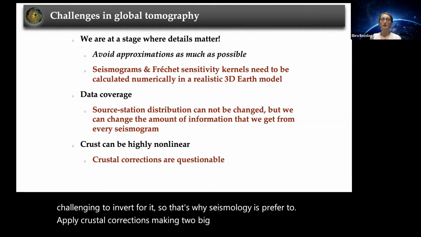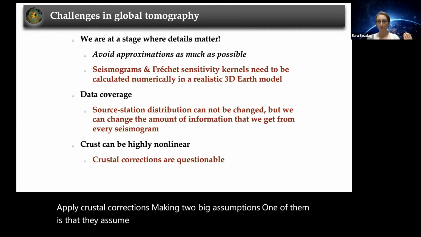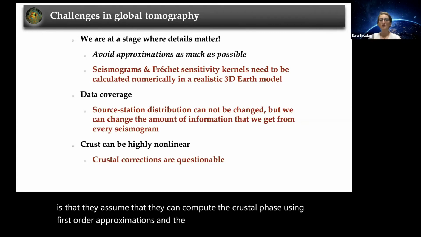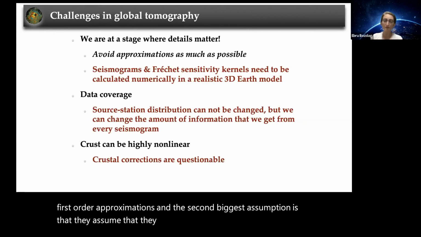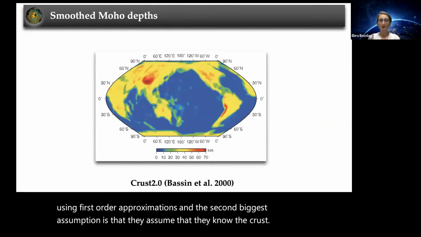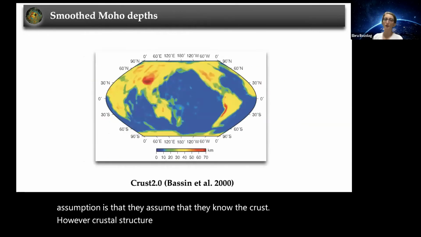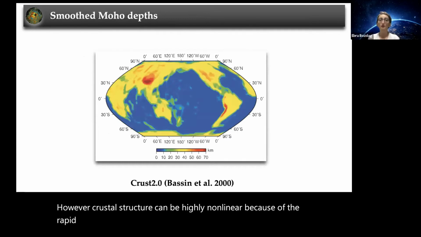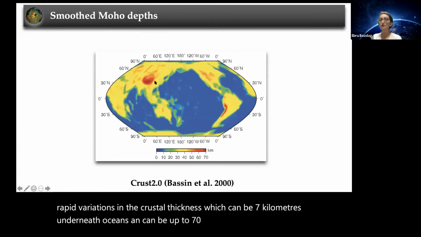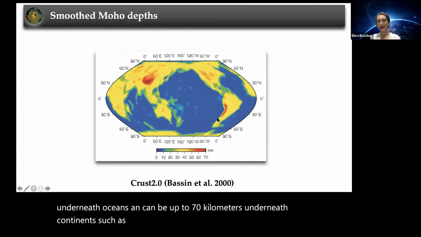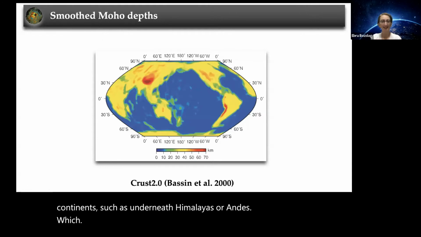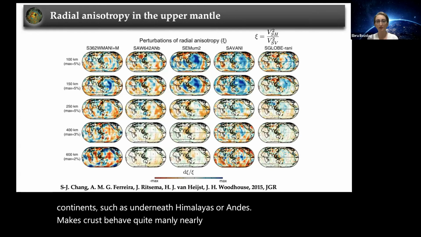One of them is that they assume that they can compute the crustal phase using first-order approximations. And the second biggest assumption is that they assume that they know the crust. However, crustal structure can be highly nonlinear because of the rapid variations in the crustal thickness, which can be 7 kilometers underneath oceans and can be up to 70 kilometers underneath continents such as underneath Himalayas or Andes, which makes crust behave quite nonlinear and makes the crustal corrections questionable.